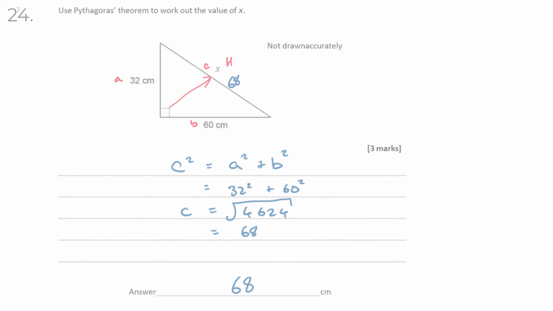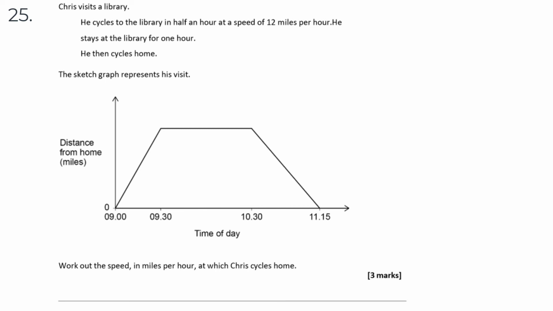68. Chris visits a library. He cycles to the library in half an hour at a speed of 12 miles per hour. He stays at the library for 1 hour. He cycles home. The sketch represents his visit. Now this is a distance time graph, isn't it? We've got distance on the y-axis and time on the x-axis. Work out the speed in miles per hour at which Chris cycles home.